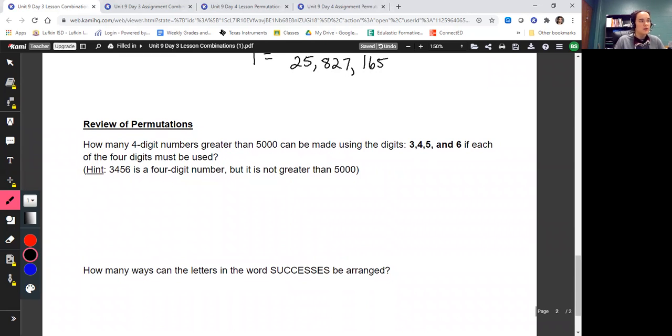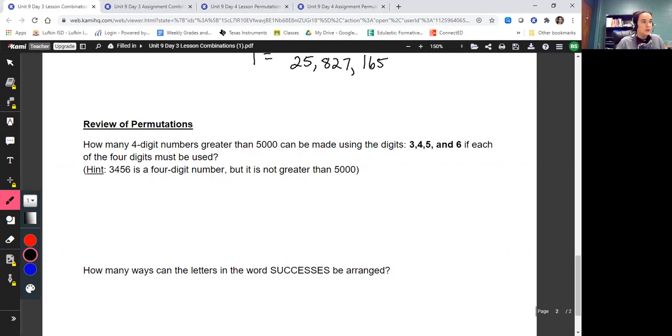Okay, then we've got review from yesterday. First up, how many 4-digit numbers greater than 5,000 can be made using the digits 3, 4, 5, and 6 if each of the 4 digits must be used?